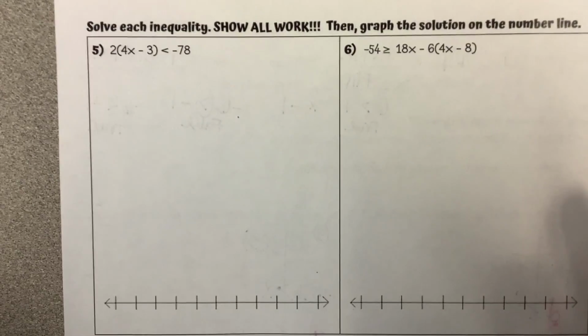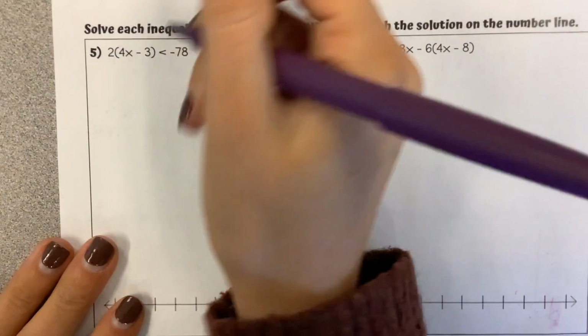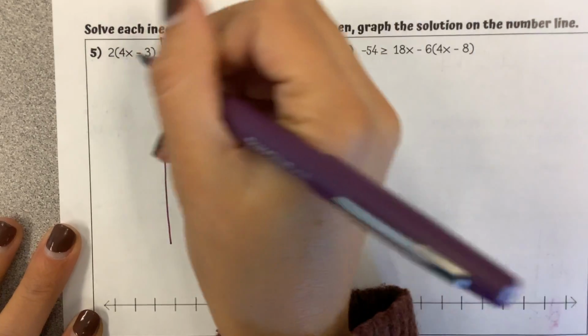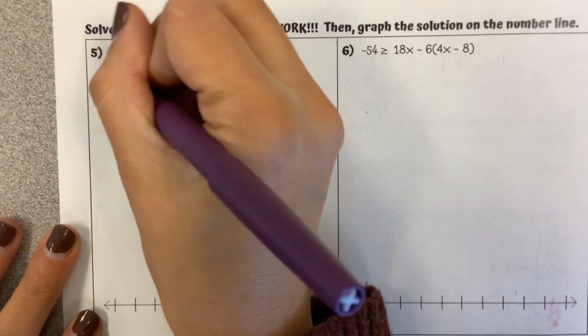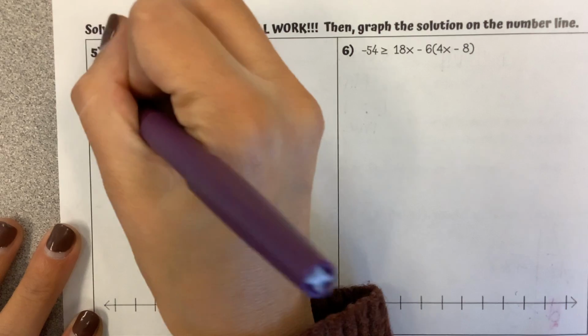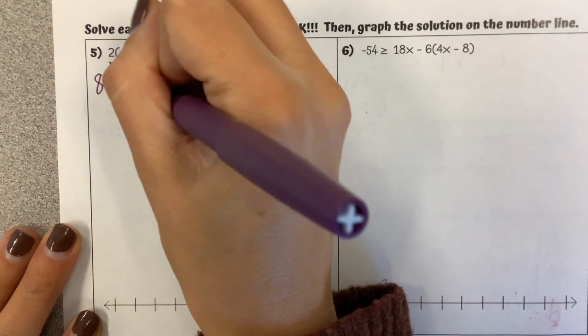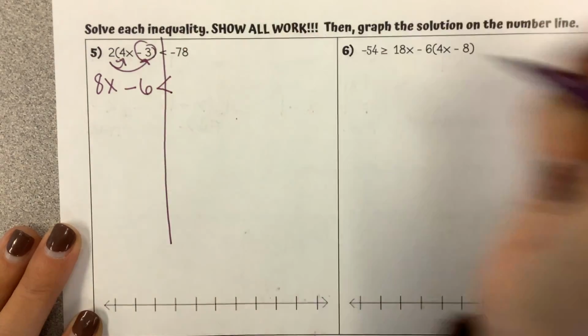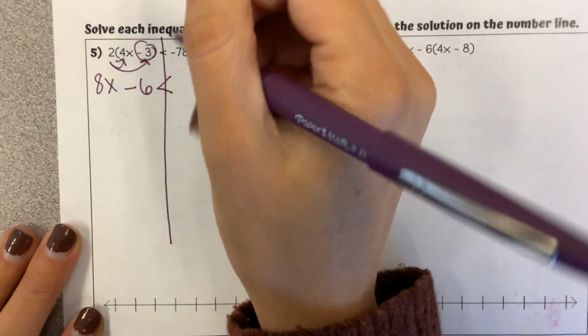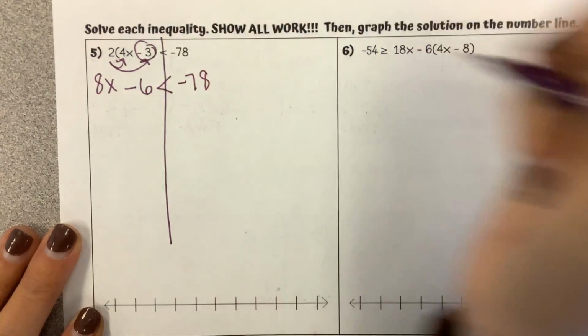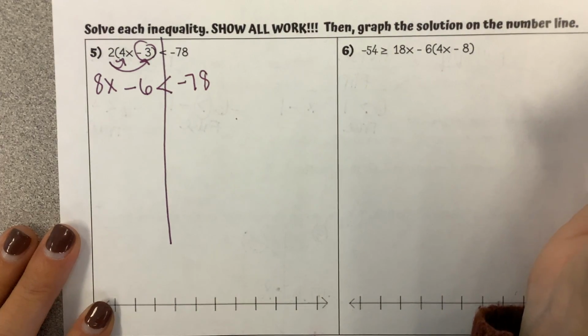Okay, number 5, a multi-step inequality here. First thing we need to do is distribute. 2 times 4x is 8x. 2 times negative 3 is negative 6. Bring down the inequality sign. Then we've got negative 78 that we bring down.